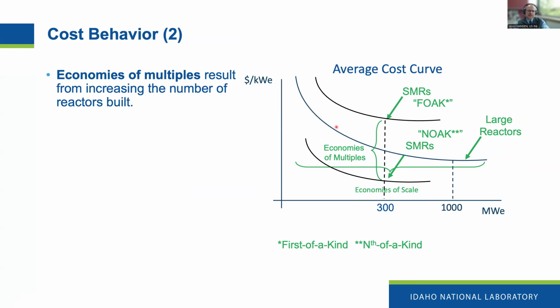So the cost curve for advanced technologies initially might be higher than that for large reactors. We refer to that as first-of-a-kind technologies. But over time, as a particular technology gets built, the economies of multiples kick in and the cost falls. Multiple builds, built over and over again with learnings kicking in, actually bear out to be a better cost advantage than the economies of scale.